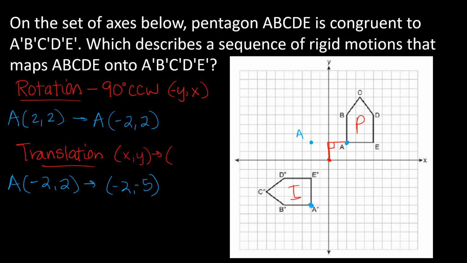Well, I see that my x remained the same, so nothing happened with my x. But I did move my y. But I need to determine how many units I moved it. So it looks like I moved 1, 2, 3, 4, 5, 6, 7. And I moved 7 units down. So if I move 7 units down, that means from my y, I am subtracting 7. So the sequence of rigid motions that has taken place with this problem is that I rotated 90 degrees counterclockwise, and I translated 7 units down.